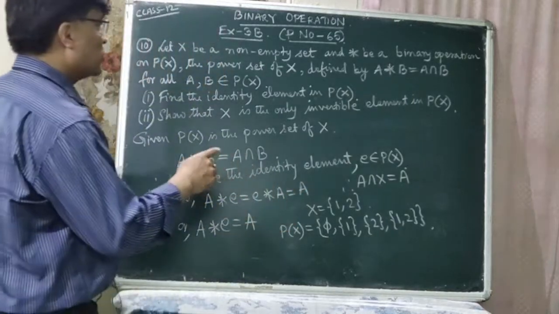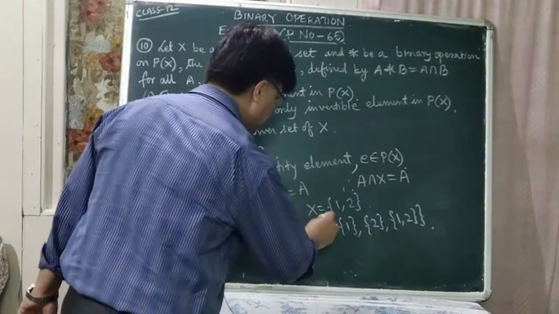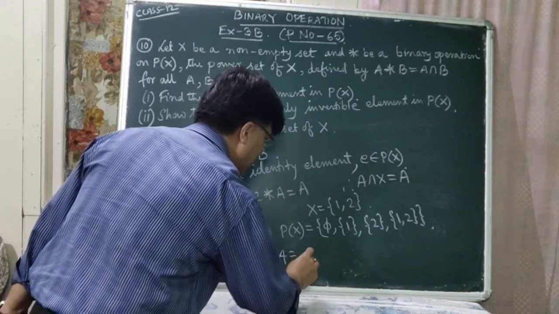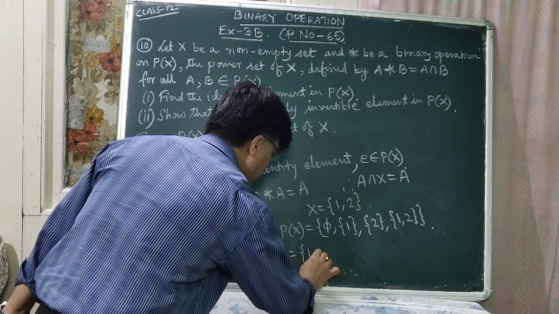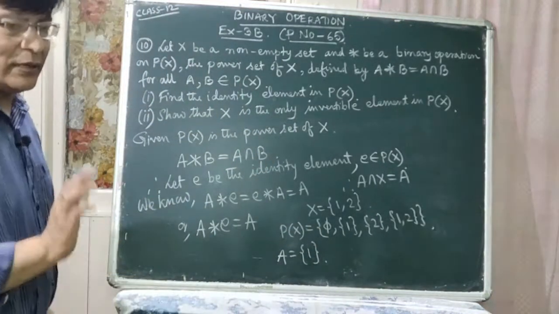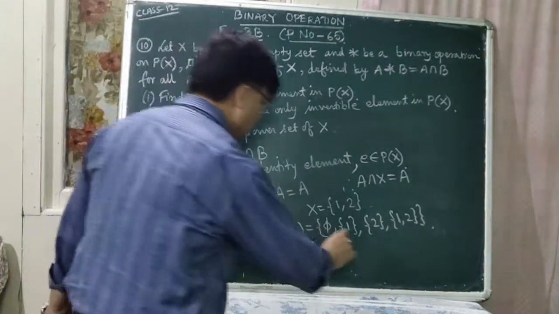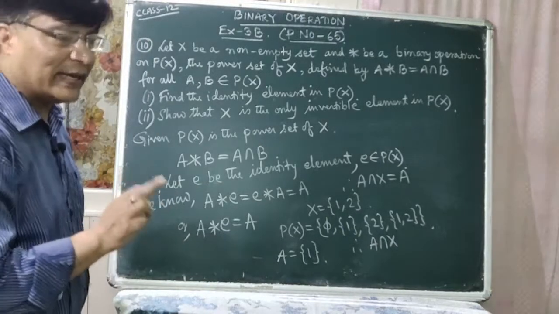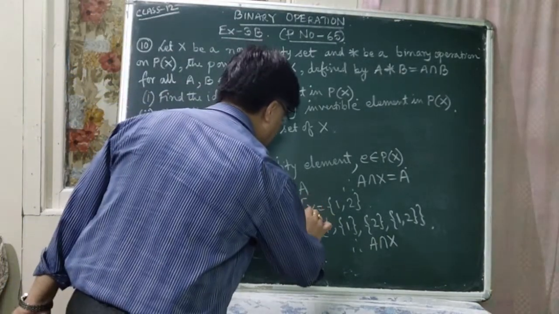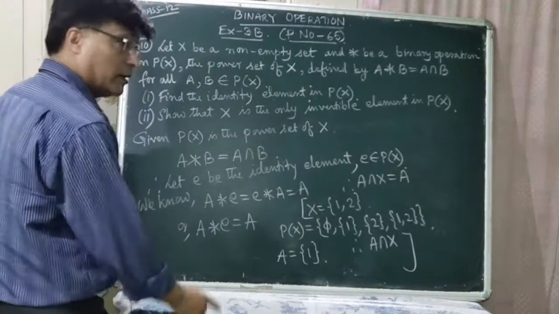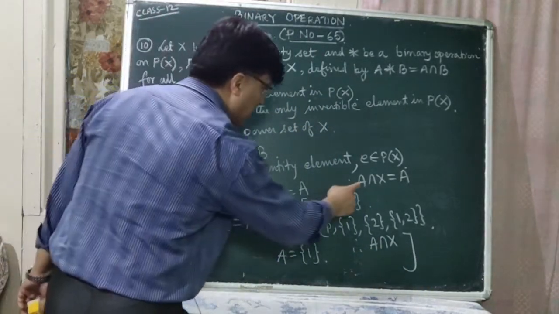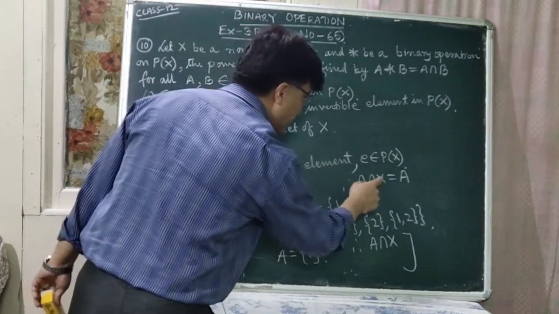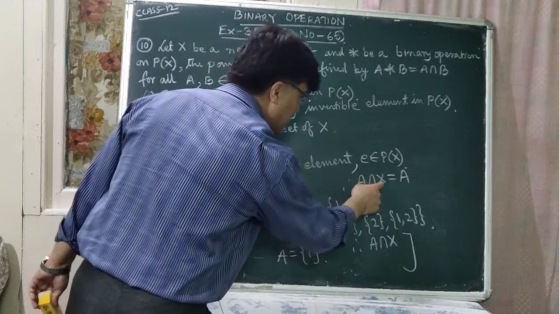Is that clear now? So next, suppose A is a set, suppose A is only 1. Okay? So what is meant by A intersection X? I am just giving you the example, okay? Don't copy this one. A star E is equal to A star X is equal to A. Up to here it is absolutely fine. Now what I wanted to explain is how A intersection X is equal to A comes.